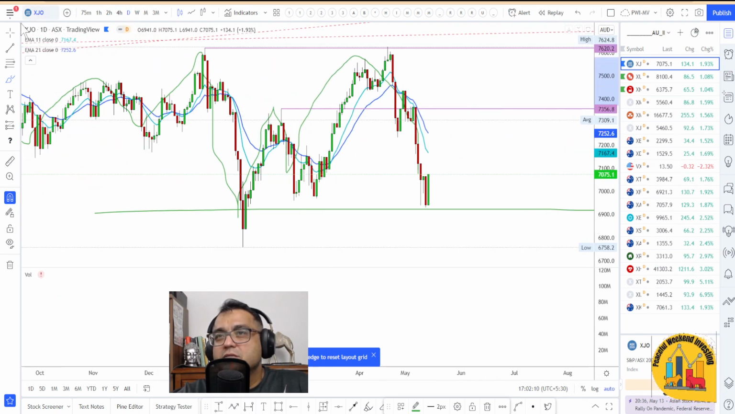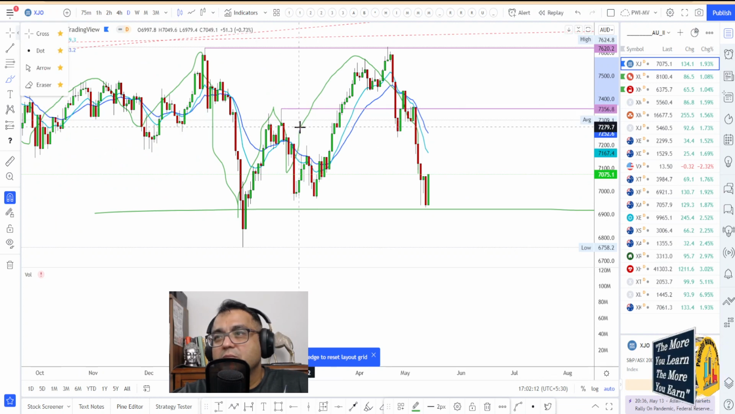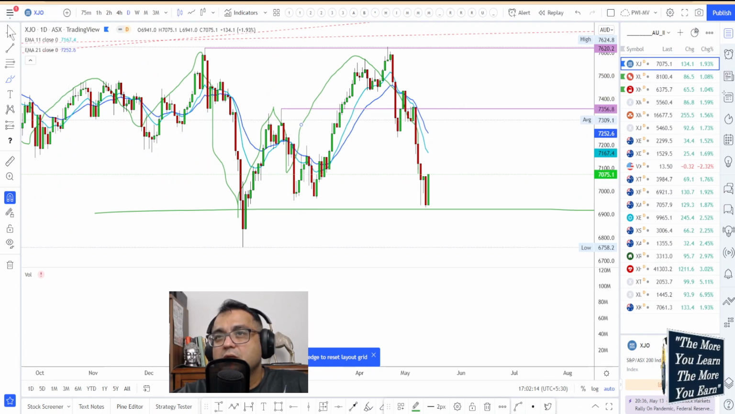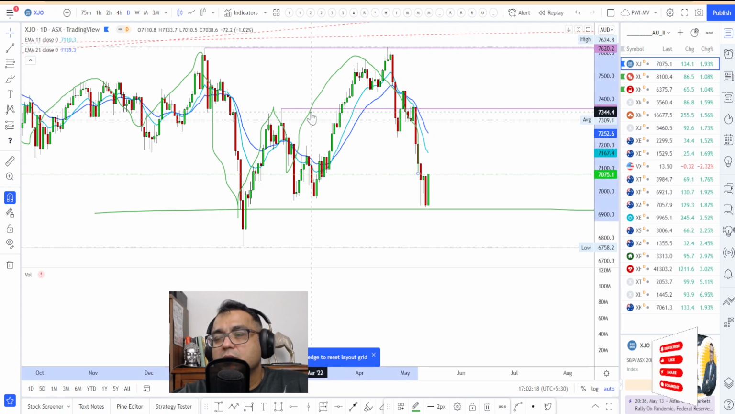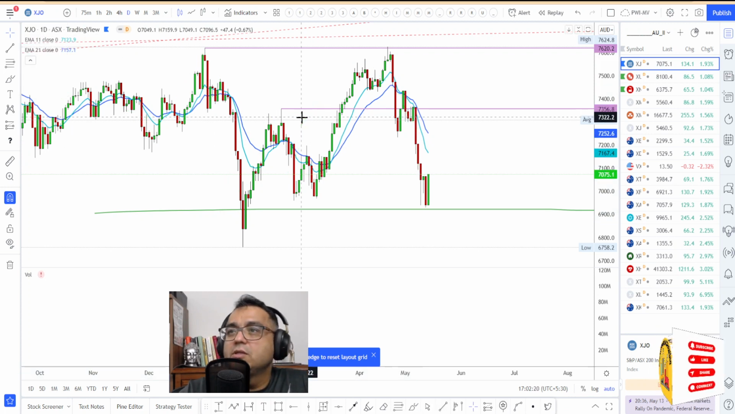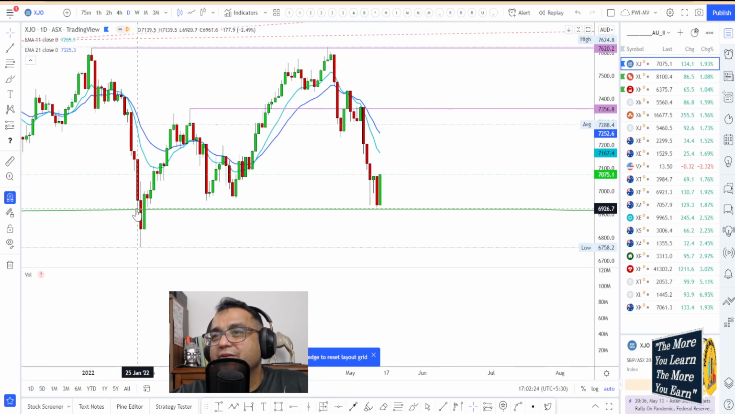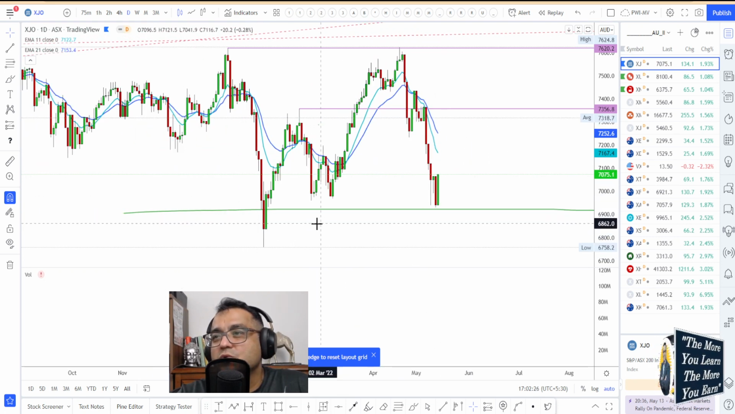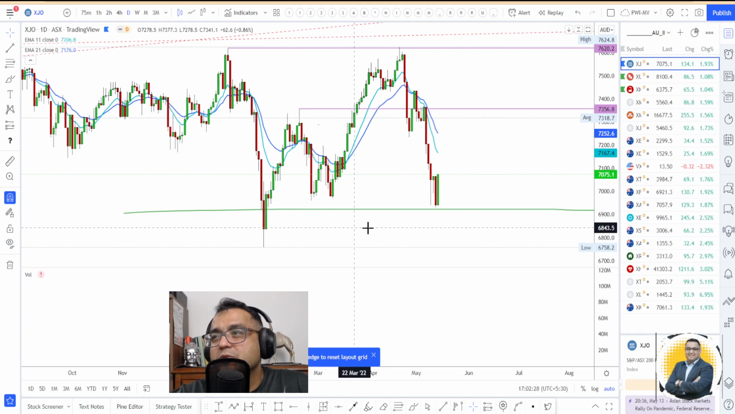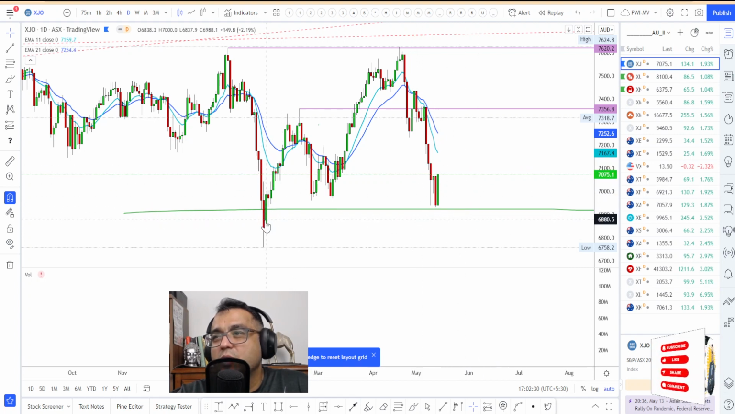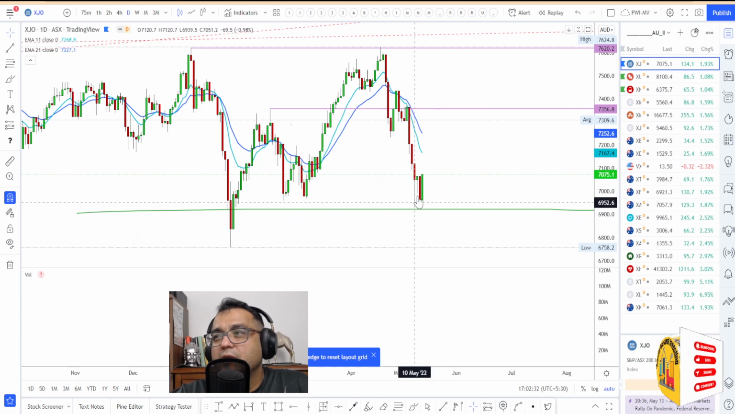Let me delete this so that we can get a better view. As you can see here, there was a bit of buying right at the support last time also. This is a period where it came to a support, and almost the same way we got a support here, and there was buying.